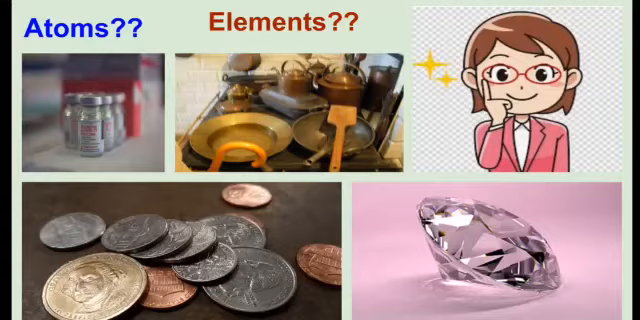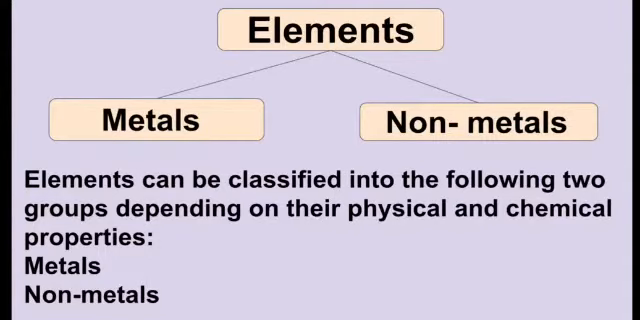To study metals, we need to understand their qualities. All elements have their particular or special features. So let us understand, okay? All elements are further classified into two groups, metals and non-metals. Elements can be classified into the following two groups depending on their physical and chemical properties: metals and non-metals. So we will study metals first, okay?